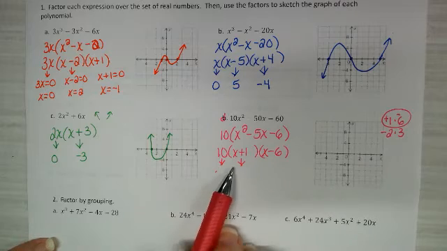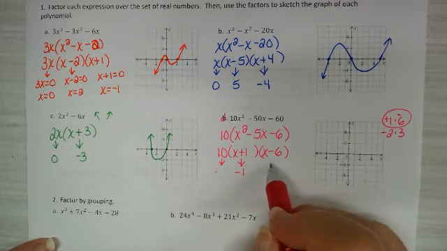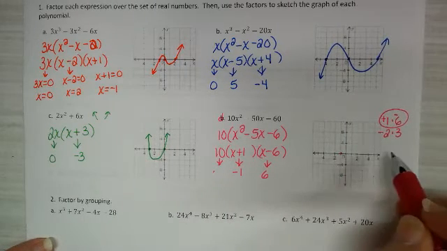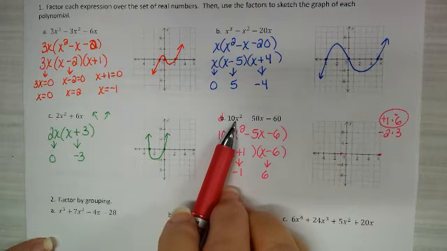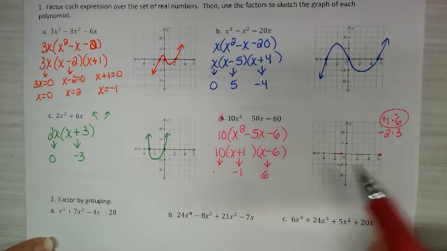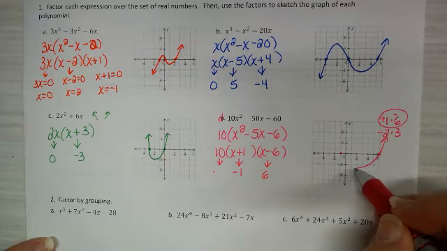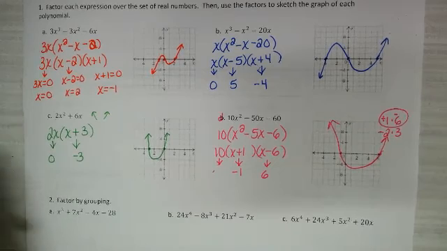My only roots, my only x-intercepts are going to be from x plus 1 equal to 0 and x minus 6 equal to 0. So I've got -1, positive 6, and it's an x squared, so it's a regular parabola with an a value that's positive. So it's up and up again, something like that.